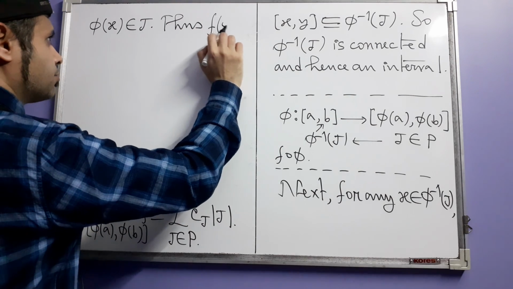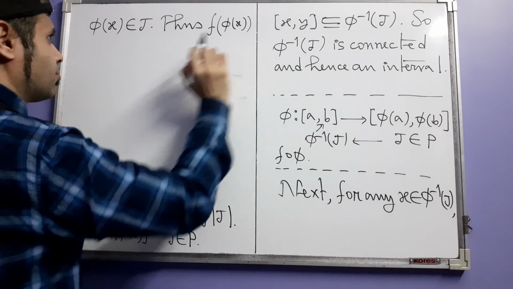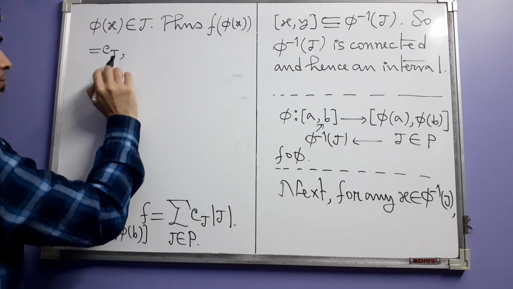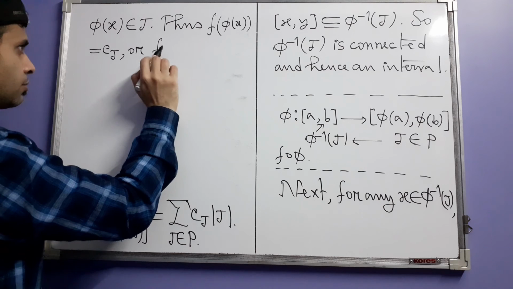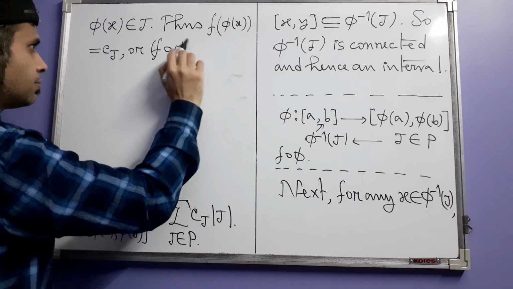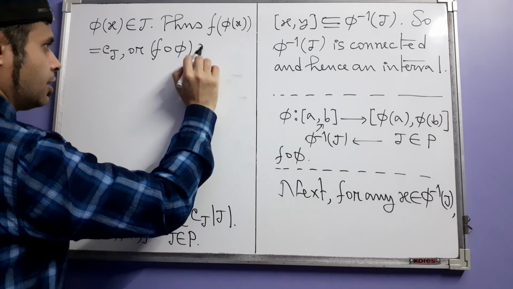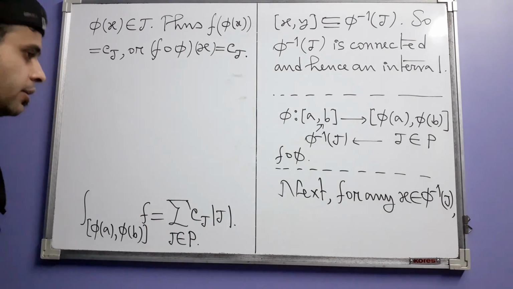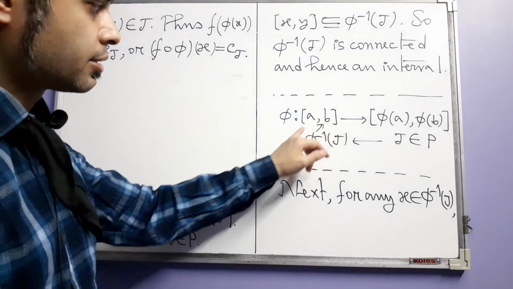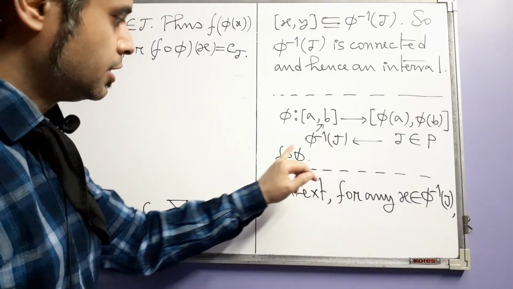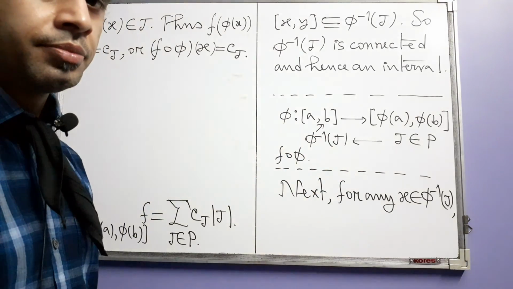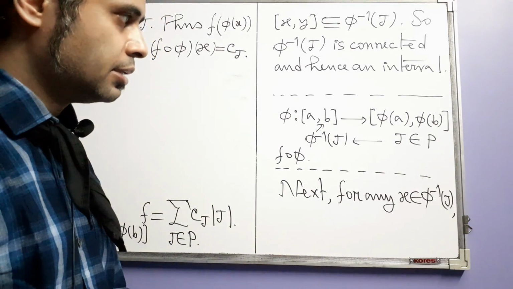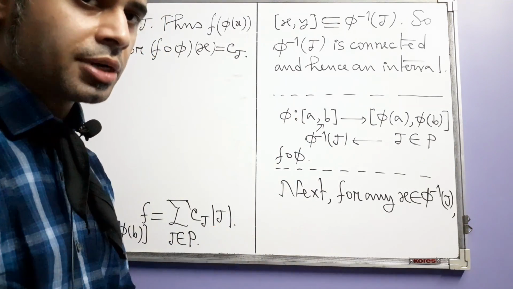So f of phi of x will be equal to Cj, or f composition phi of x is equal to Cj. So yes, really at each phi inverse of J, this is constant. Now we just need to show that the collection of this phi inverse of J's is a legitimate partition.